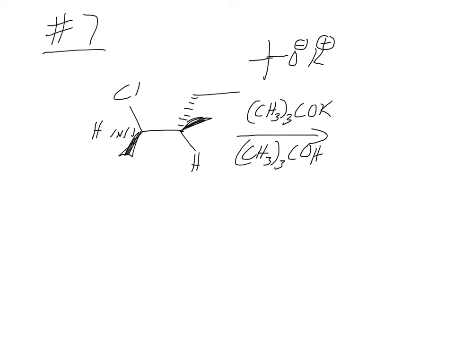What people are probably going to do, so the first thing you look at, it's an E2 reaction. What do you need to look for? Look for antiperiplanar and also beta hydrogens, right? So if this is our alpha carbon, there's beta H's on this methyl, and there's beta H's here. So how many types of beta hydrogens are there? Two. So there's two possible products then, right?